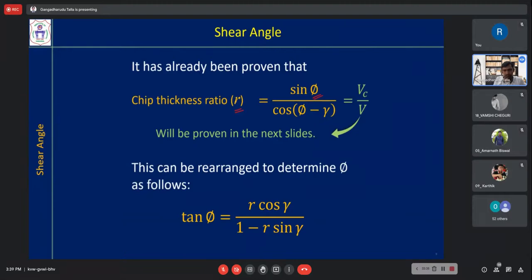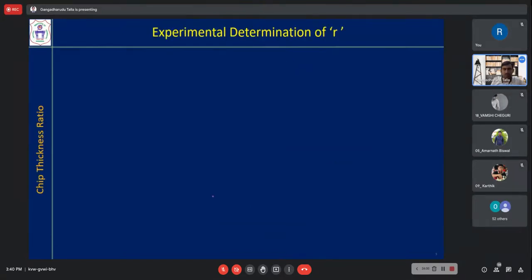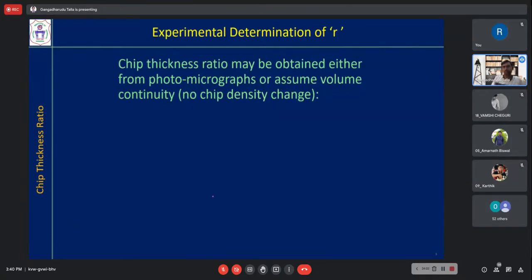Our intention is to find the R. So it is very difficult to get the shear angle. Experimentally, after doing the experiment, we cannot measure the shear angle just like that. So it is difficult. So if you want to experimentally find the chip thickness ratio, now let us see the procedure.